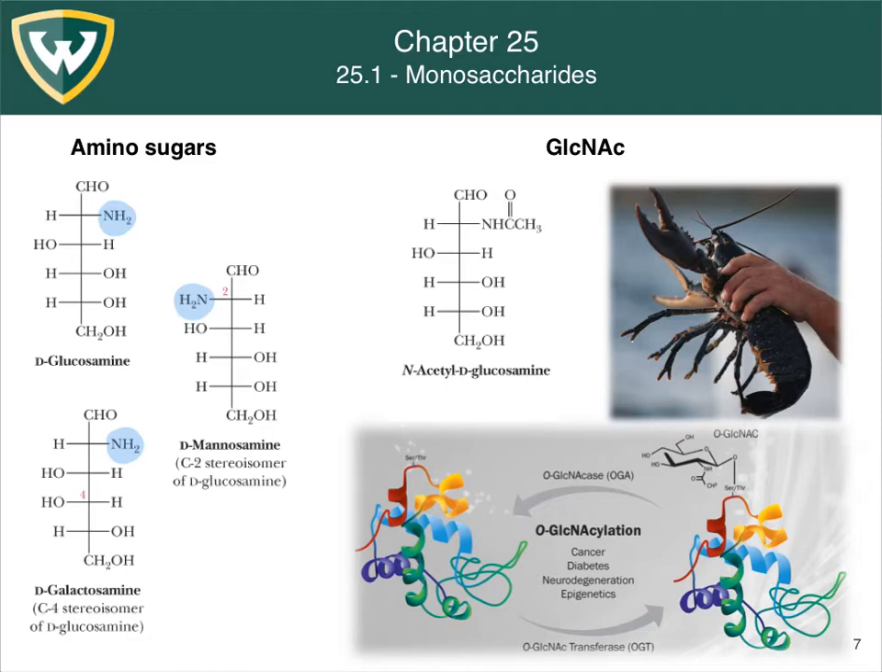N-acetylglucosamine, also called GlcNAc, is a derivative of glucosamine and is a component of many polysaccharides, including chitin, the hard shell-like exoskeleton of lobsters, crabs, shrimp, and other shellfish. It is also involved in modulating a variety of biological pathways with impact in diseases like cancer, diabetes, and neurodegeneration, and is also involved in epigenetics.